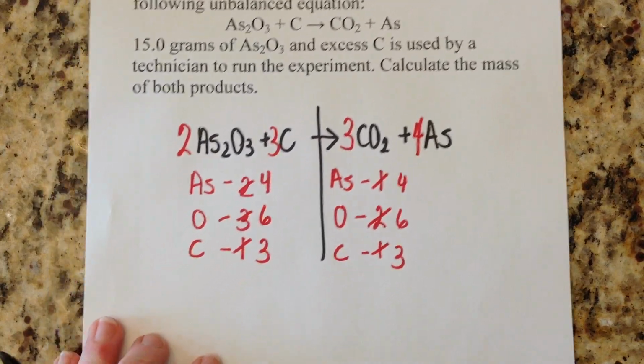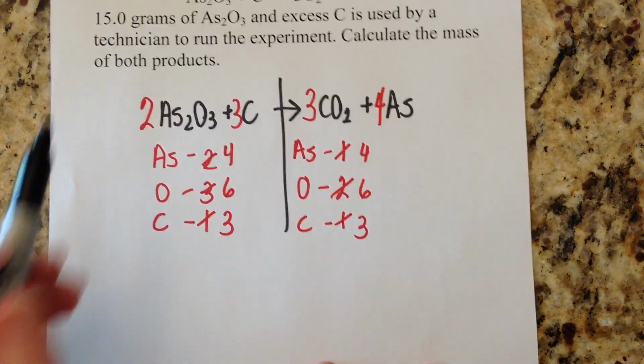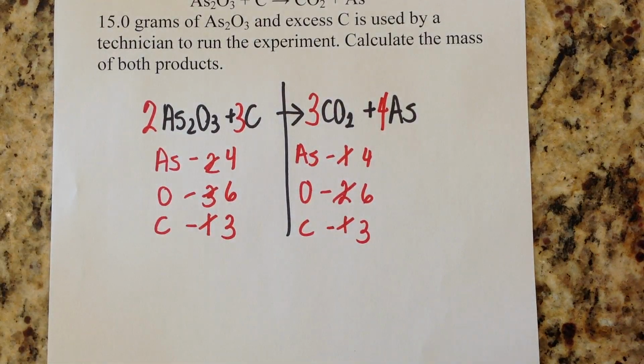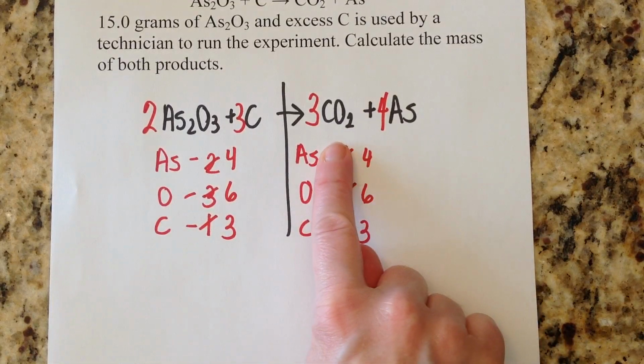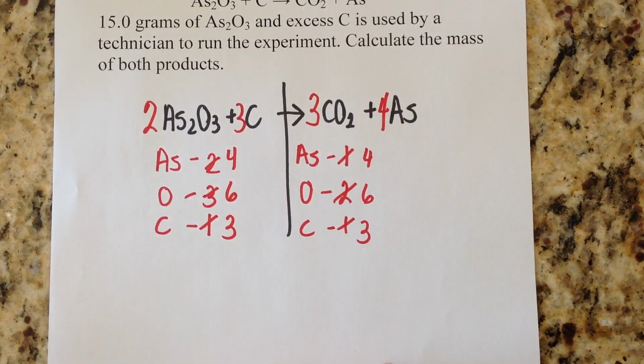All right, so let's take a look at what the question actually says. If 15 grams of As2O3 are reacted with excess carbon, that just means there's plenty of it. Calculate the mass of both products. Oh, so you got a little bonus here. They want to know grams of this, and they want to know grams of this.